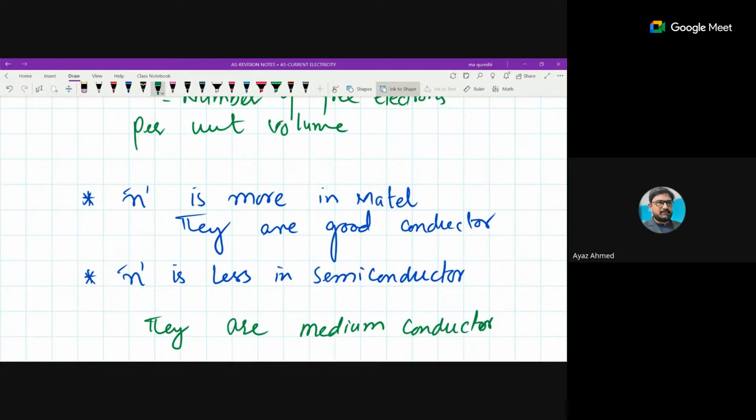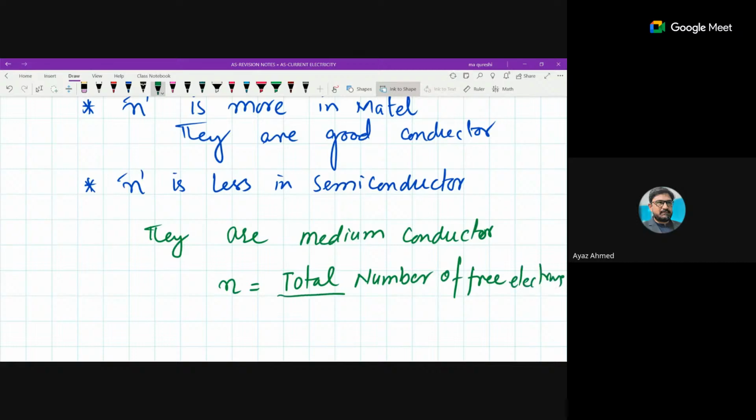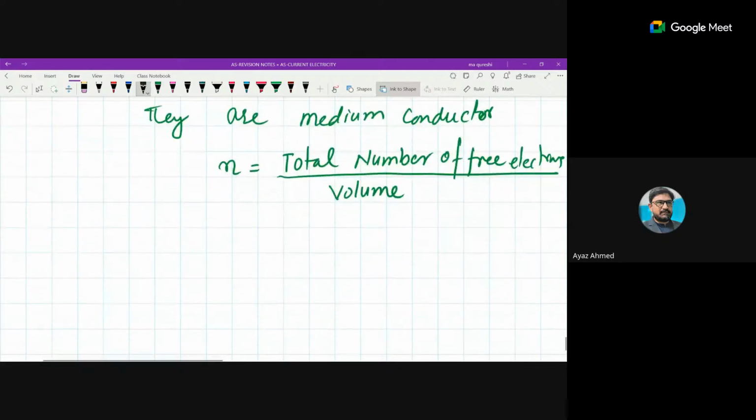So this N matters a lot. If I just give you the formula of N, it is the total number of free electrons in a given amount of volume, or per unit volume. So the total number of free electrons divided by the volume of the substance. So you can make a simple formula for N. N can be equal to capital N divided by V. From here, the total number of electrons can be equal to the number of free electrons per unit volume times the volume of the substance. Are you getting my point?